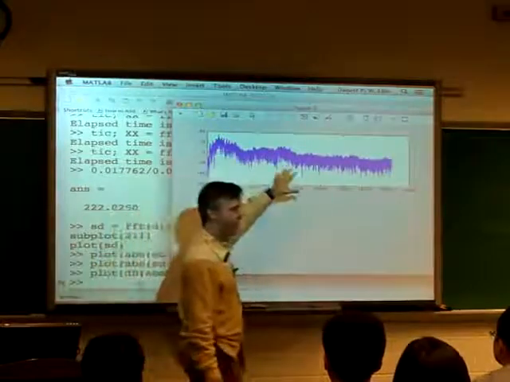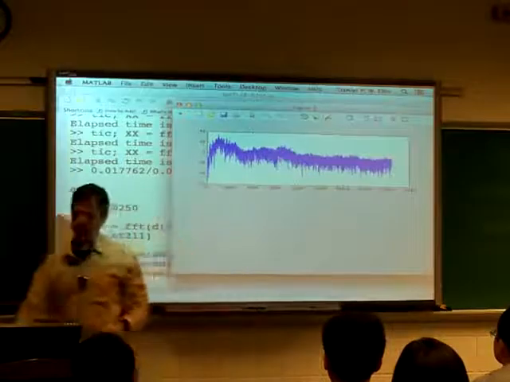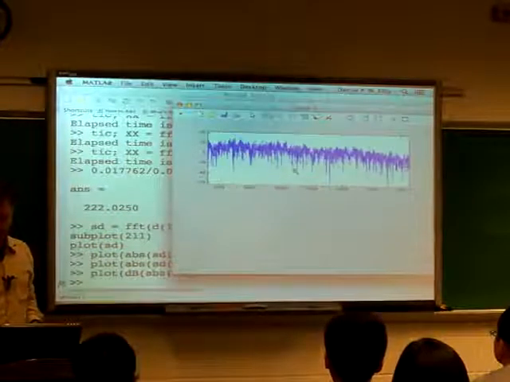We've got a lot of points here. I've got 16,000 points, and so there's a lot of jumble. If we zoom in, then we can see it's a little better structured. But a long DFT will give you a lot of detail like that.